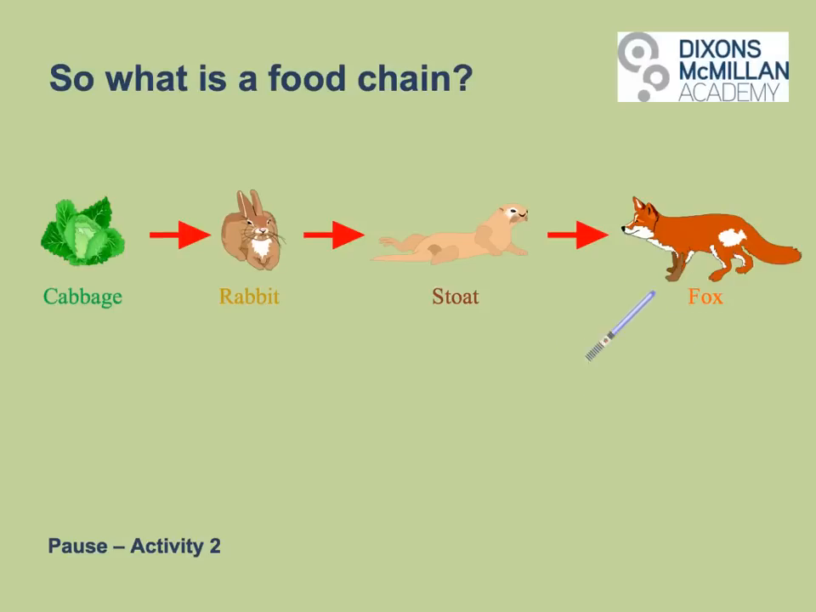So you may know these as carnivores because they eat meat. You may know the rabbit as a herbivore because it eats plants. You do get some organisms, such as humans, that are omnivores, which means they eat both plants and animals. So you might want to pause this video now so that you can go and complete activity 2.